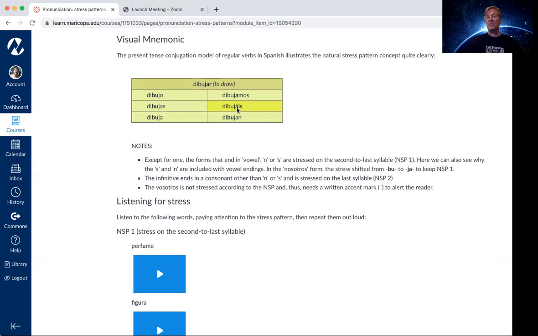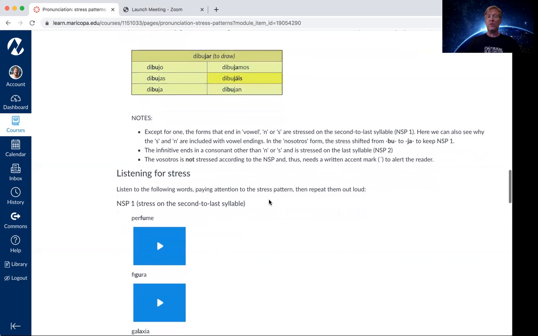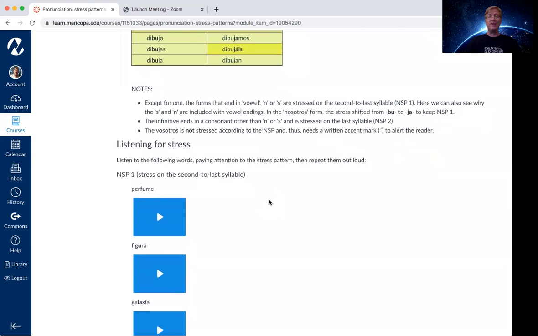This word needs an accent mark because it ends in an S, and therefore should be stressed on the second to last syllable. Since it's not, it's breaking natural stress pattern 1, it needs an accent mark to alert the reader. Again, we don't hear accent marks. Accent marks are visual markers to let the reader know where to put the stress on a word that doesn't follow the natural stress pattern.